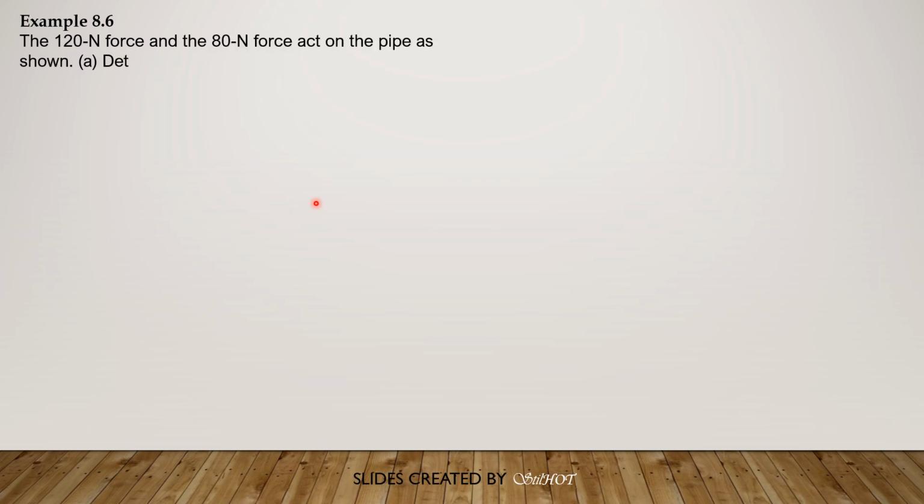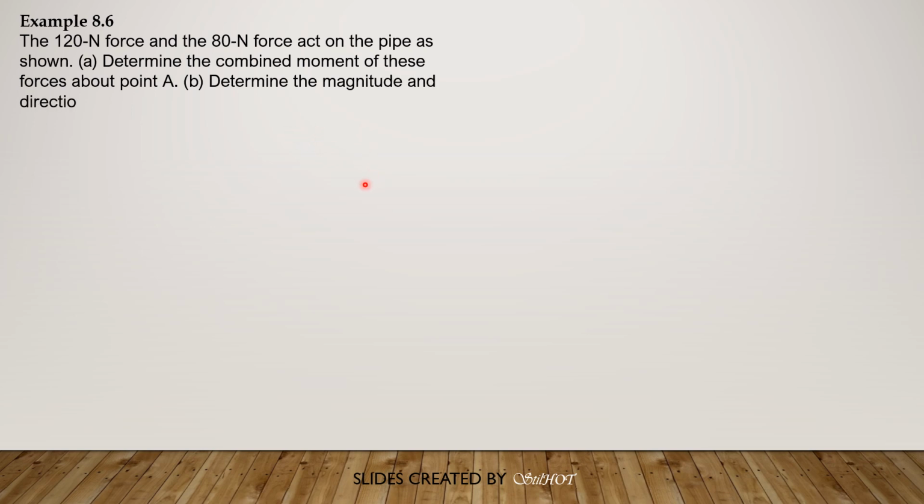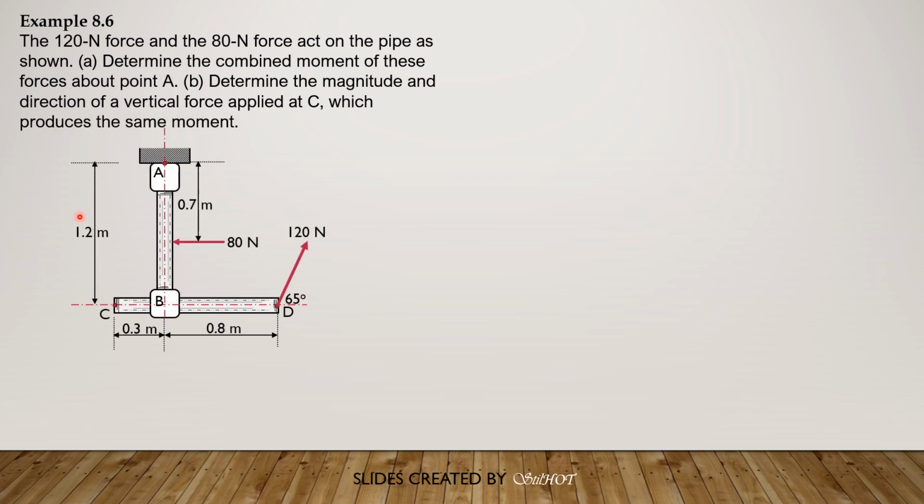Proceed to problem 8.6. The 120 Newton force and the 80 Newton force act on the pipe as shown. Determine the combined moment of these forces about point A. Then determine the magnitude and direction of a vertical force applied at C, which produces the same moment. So this is the figure.